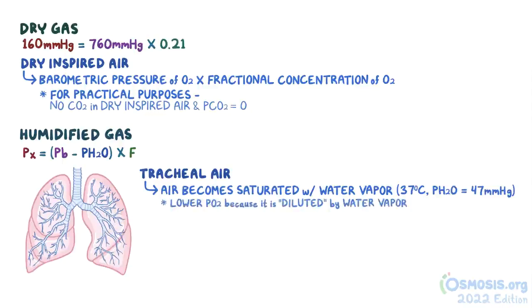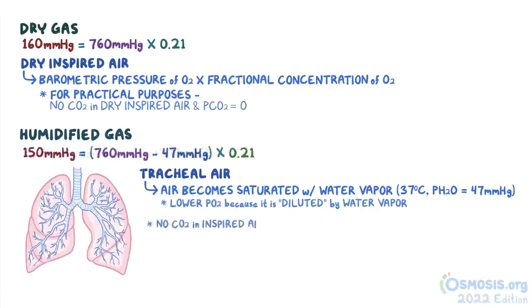Again, recall that partial pressures in humidified air are calculated by correcting the barometric pressure for water vapor pressure, then multiplying by the fractional concentration of the gas. Thus, the partial pressure of oxygen of humidified tracheal air is 150 millimeters of mercury. Because there is no carbon dioxide in inspired air, the partial pressure of carbon dioxide of humidified tracheal air is also 0. The humidified air enters the alveoli where gas exchange occurs.